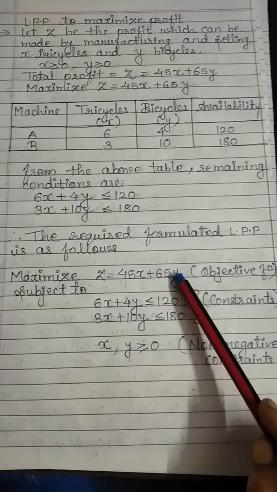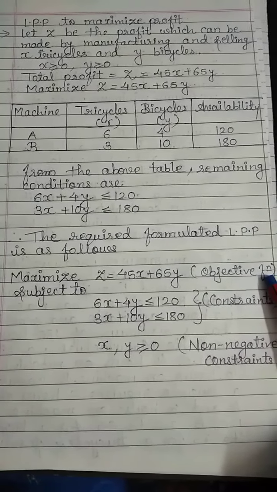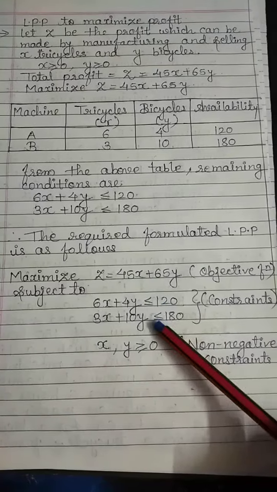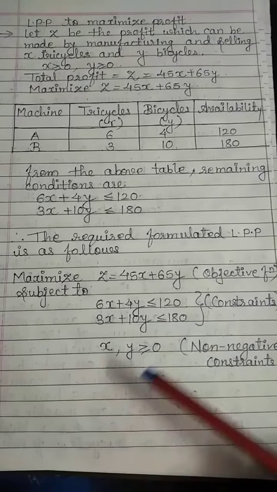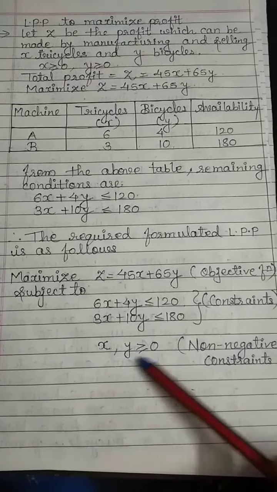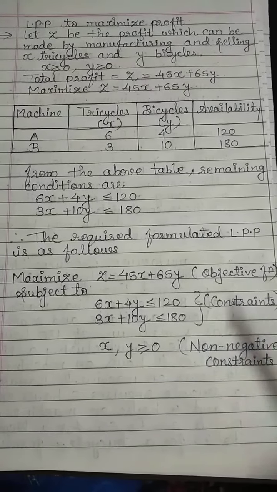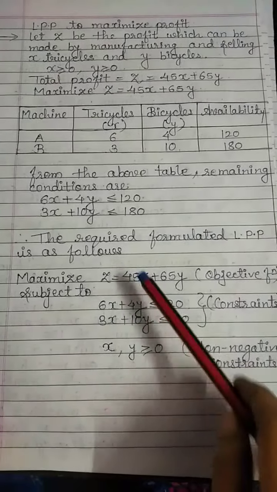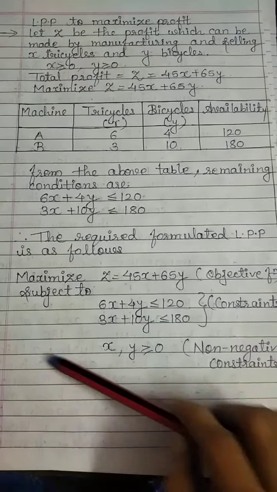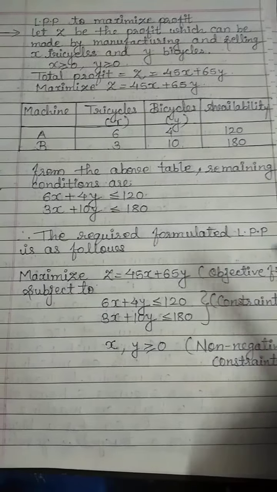This profit Z is called the objective function. These inequations are called constraints, and these equations in terms of x and y are called non-negative constraints. So this is the formulation of the LP problem.